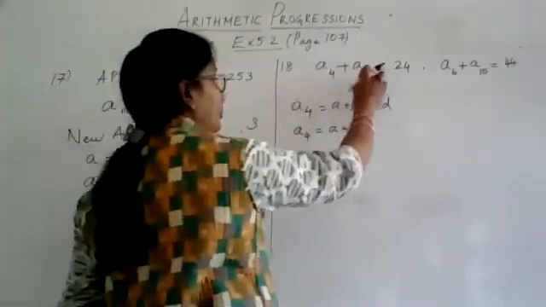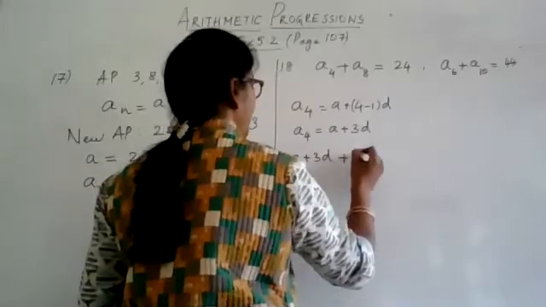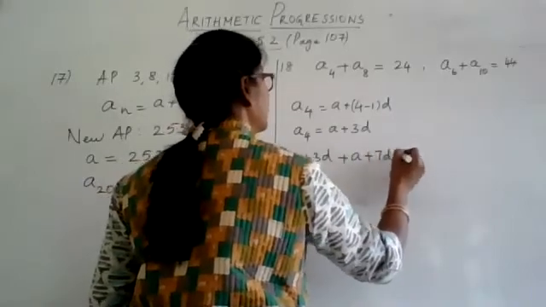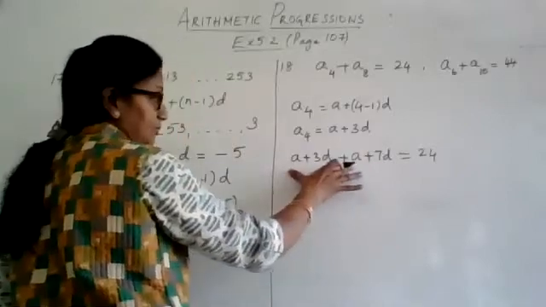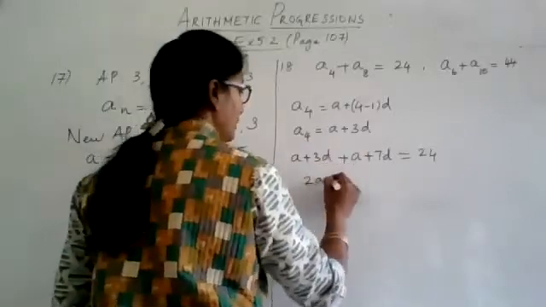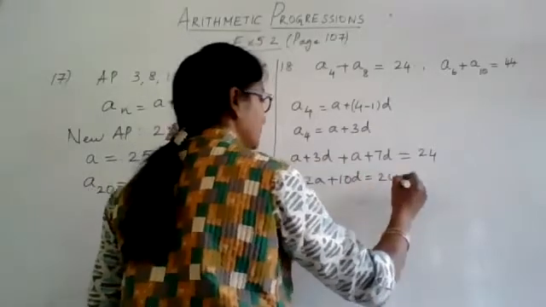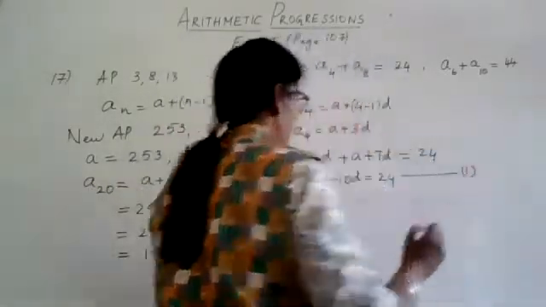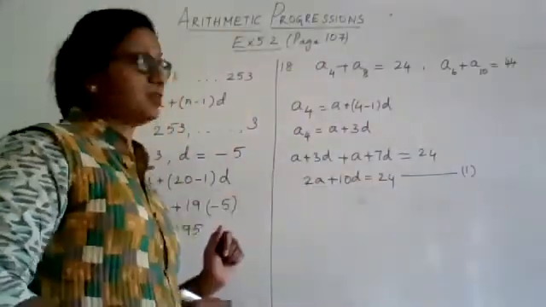I am just writing A4, A8. A4 is A plus 3D, A8 is A plus 7D. This is equal to 24. Adding like terms, A and A make 2A, and 7 and 3 make 10D, so 2A plus 10D equals 24. This is one equation that I have got in 2 variables, A and D. I will number that as equation 1.